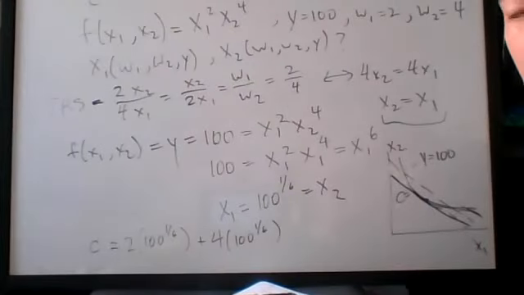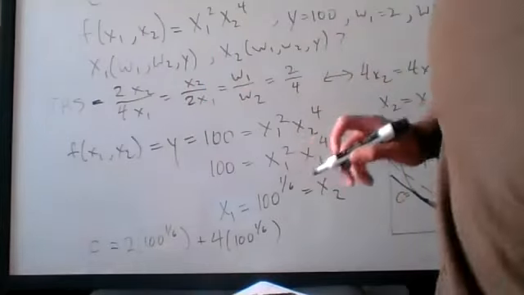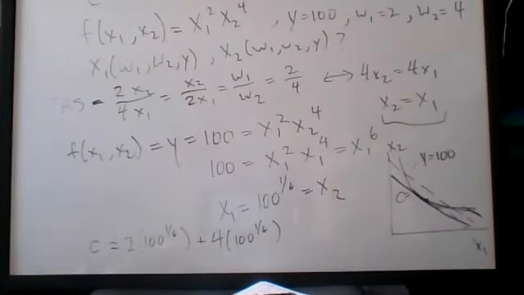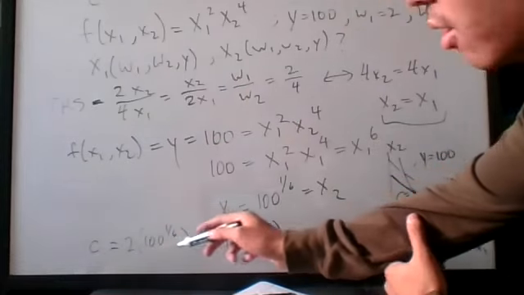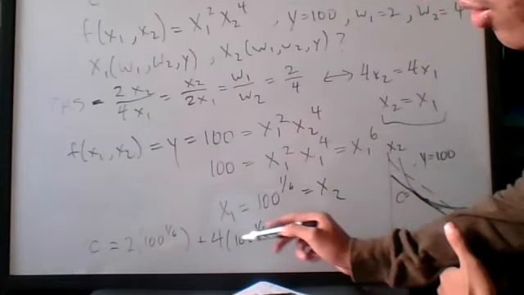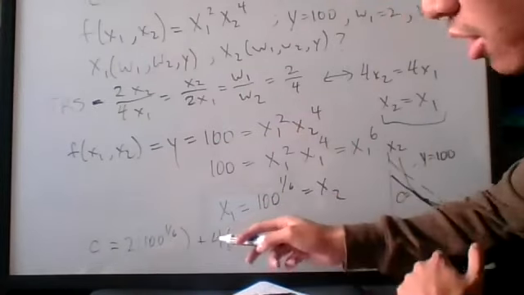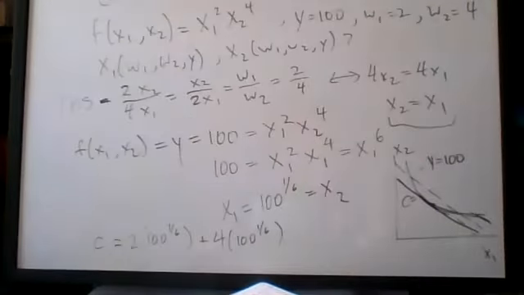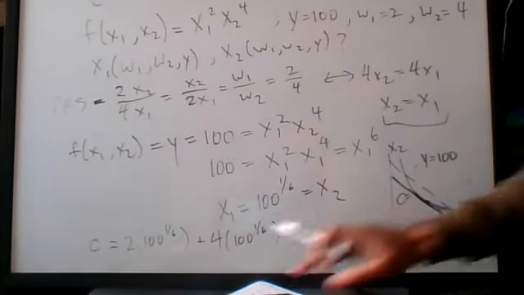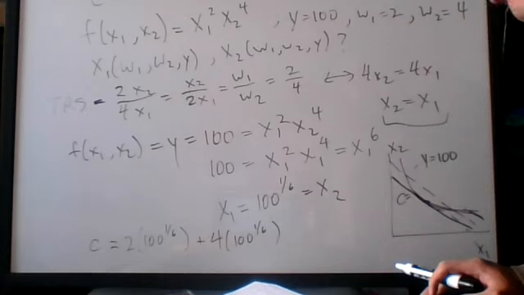Where did you get the C equals 2 times 100 to the 1/6? Yeah, that's a good question. This is basically just the total cost, right? Which is W1 times X1 plus W2 times X2, and I've already just filled in the values of W1 and W2. Did that answer your question? Yes, thank you.